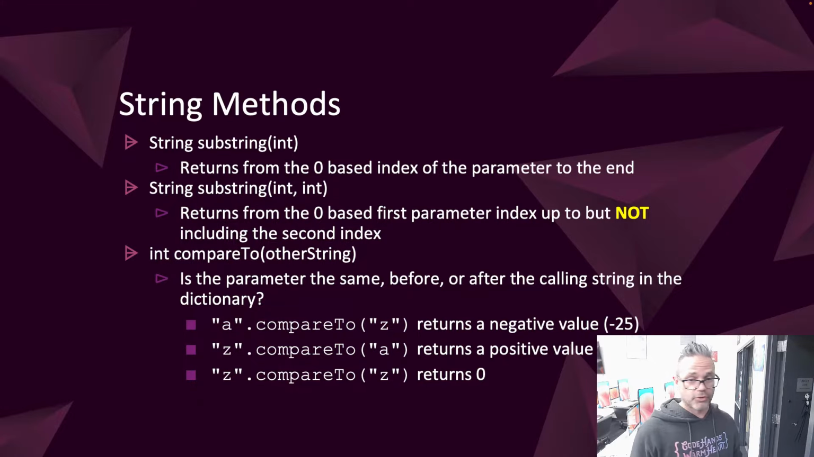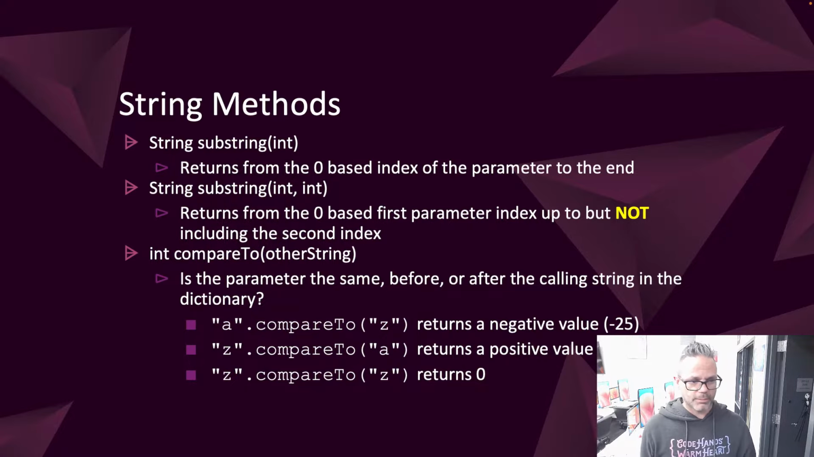The compareTo method returns an int as well. This is a way we can actually sort strings based on the values inside them. Is the parameter the same, before, or after the calling string in the dictionary? So lowercase a dot compareTo lowercase z returns a negative value, in this case -25.